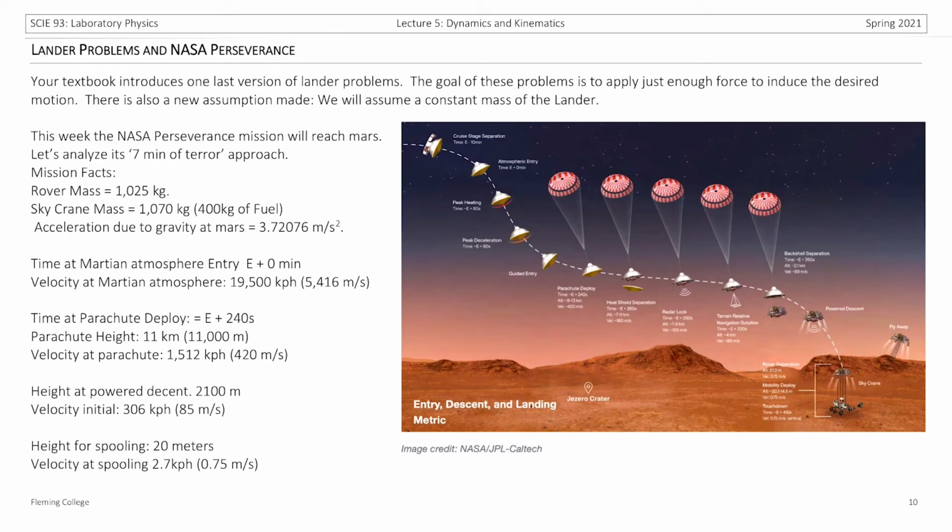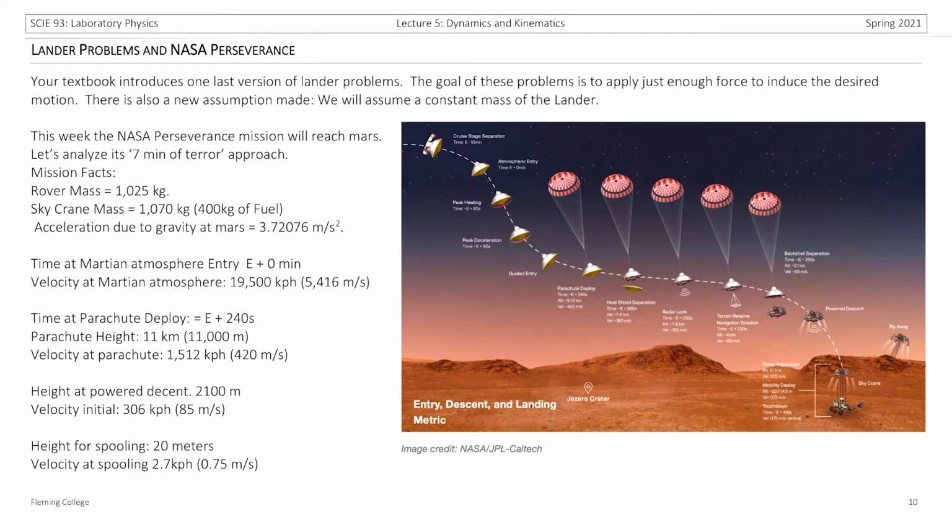Before we move on to talk about the third type of problem that Chapter 6 introduces, let's look at a little bit of physics in the current news. Later this week, NASA's Perseverance mission, as part of the Mars 2020 mission, will reach the planet Mars. As the landing craft enters the atmosphere, it'll begin what NASA considers the 7 minutes of terror approach. This is where the spacecraft transitions from hurtling towards Mars to begin trying to lose all of its velocity in order to safely set the rover down on the surface.